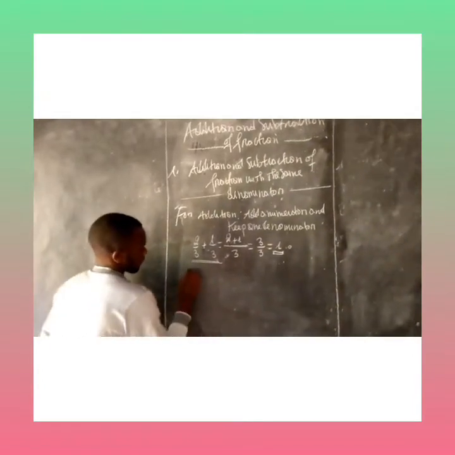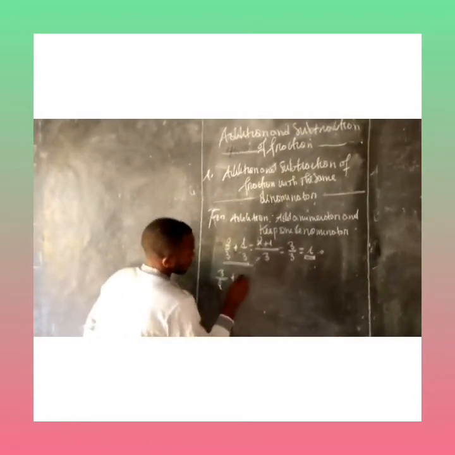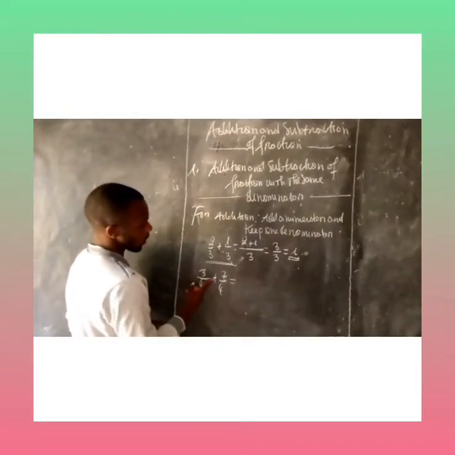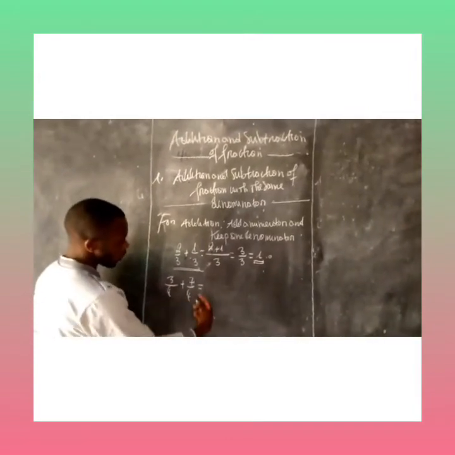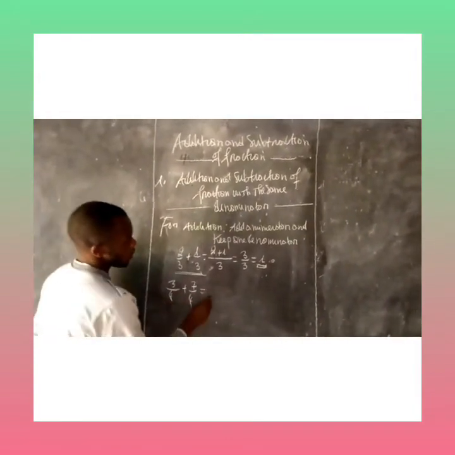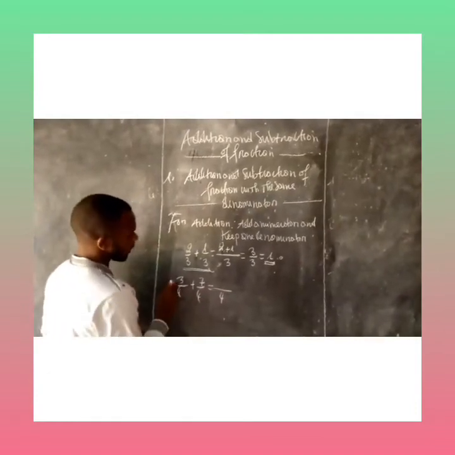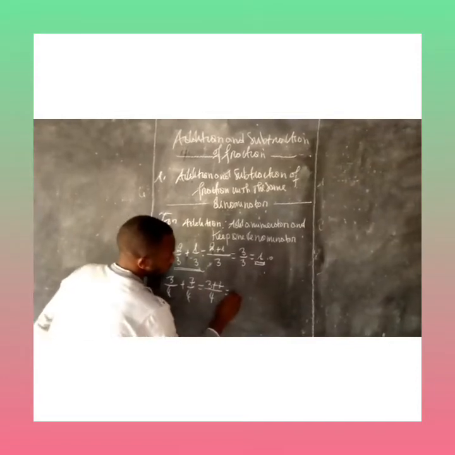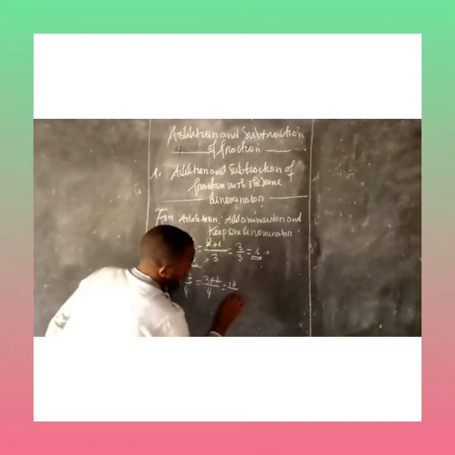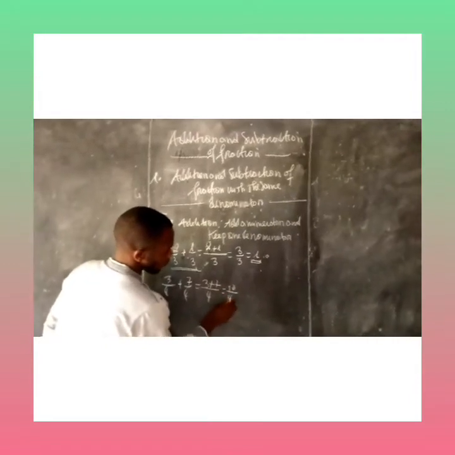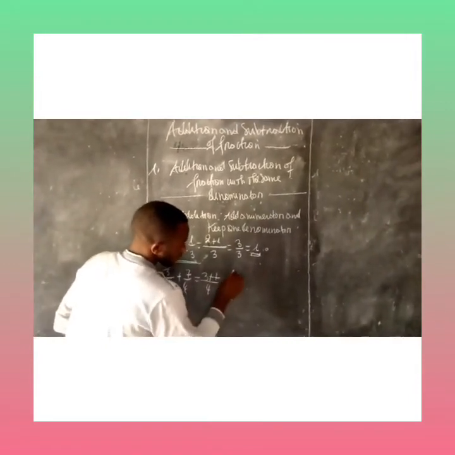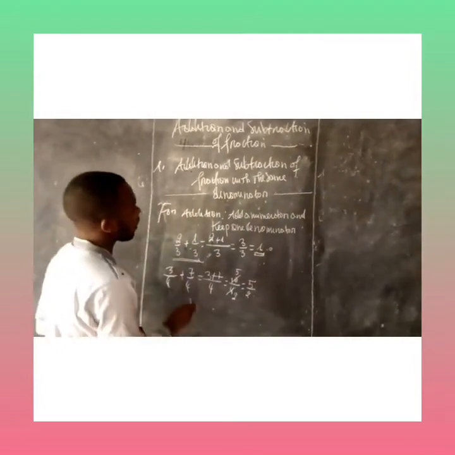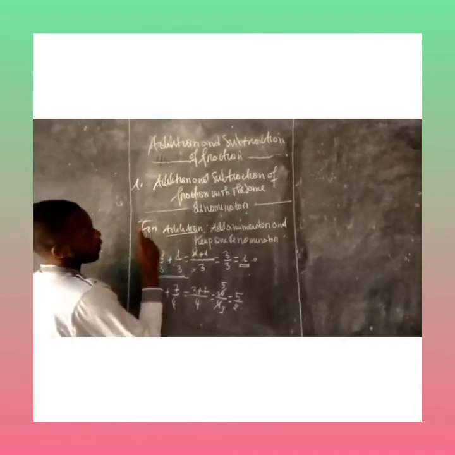Another example, 3/4 plus 7/4. The first fraction is 3/4, the second is 7/4, so the denominator of both fractions is 4. You write 4 and add the numerators: 3 plus 7, we get 10/4. Simplify 10 and 4 by 2: we get 5 and 2, and the fraction becomes 5/2. This is easy, how to find the addition of fractions where the denominator is the same.